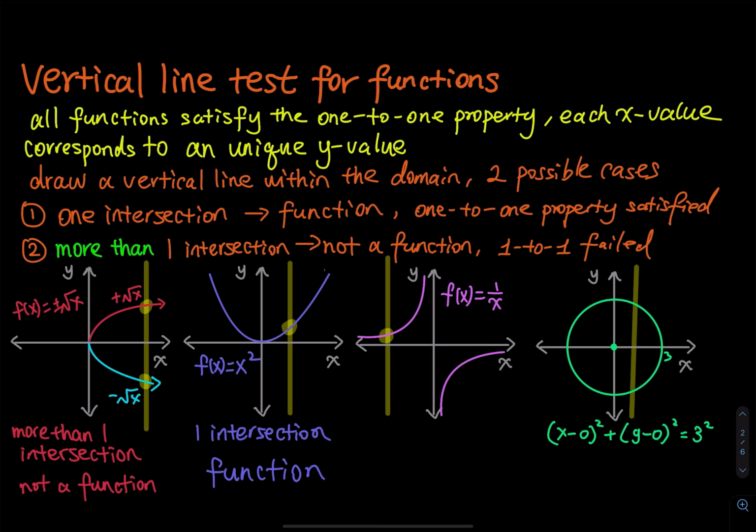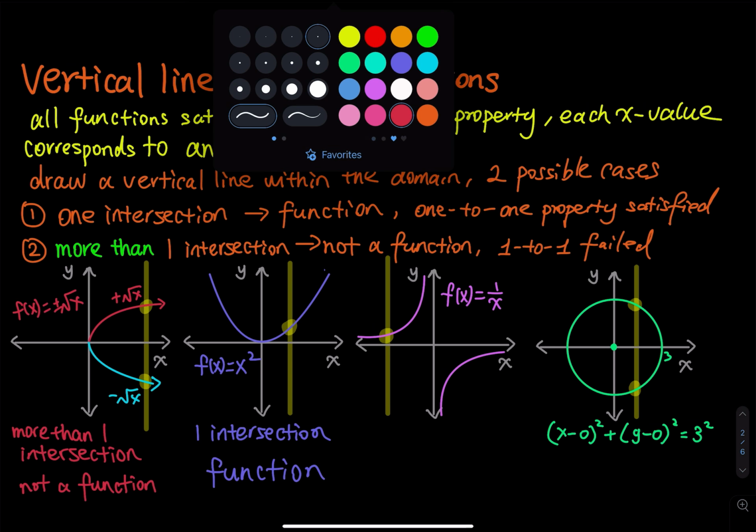This is the equation of a circle. The radius equals 3, and the center is at 0, 0. So this one has two intersections. Then the one-to-one property fails on the circle, but the one-to-one property is passed in the reciprocal function, which is the third one. Okay, let's write this down.